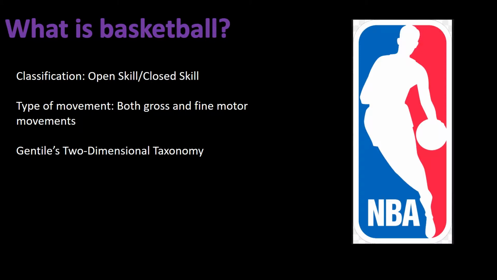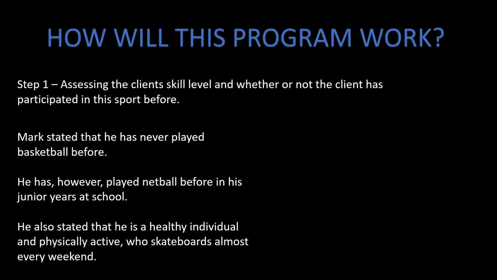Using Gentile's two-dimensional taxonomy, there are some regulatory conditions in basketball, with both the backboard, ring, court and ball being a constant throughout all stages of the game. Some changes in the environment, such as defenders and the crowd, can affect the performance of the skill and make it more complex. How will this program work?